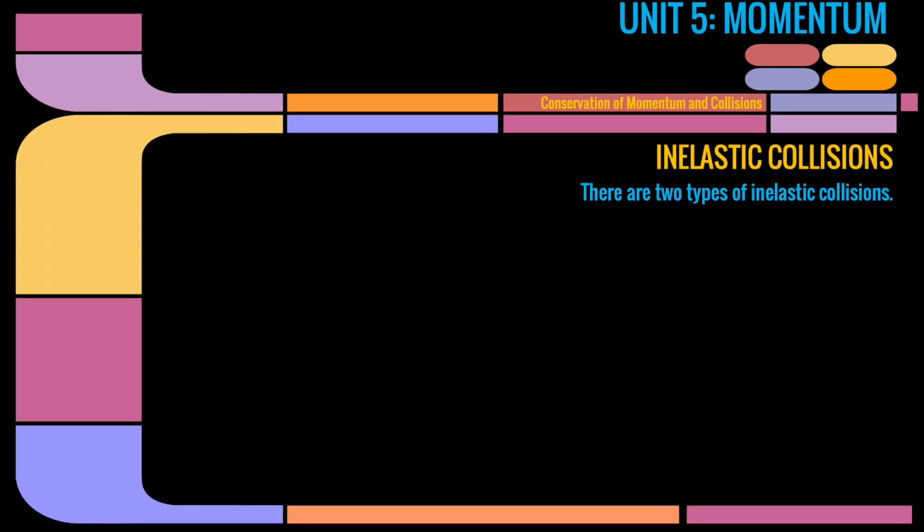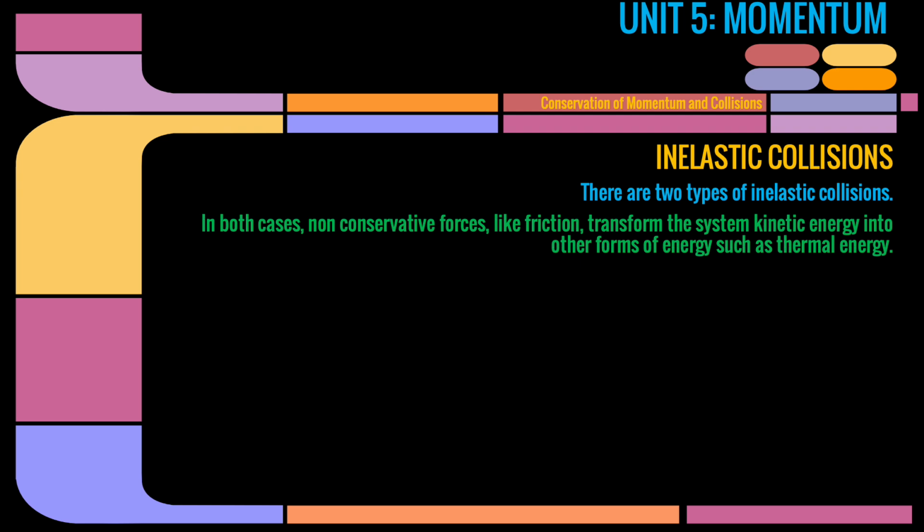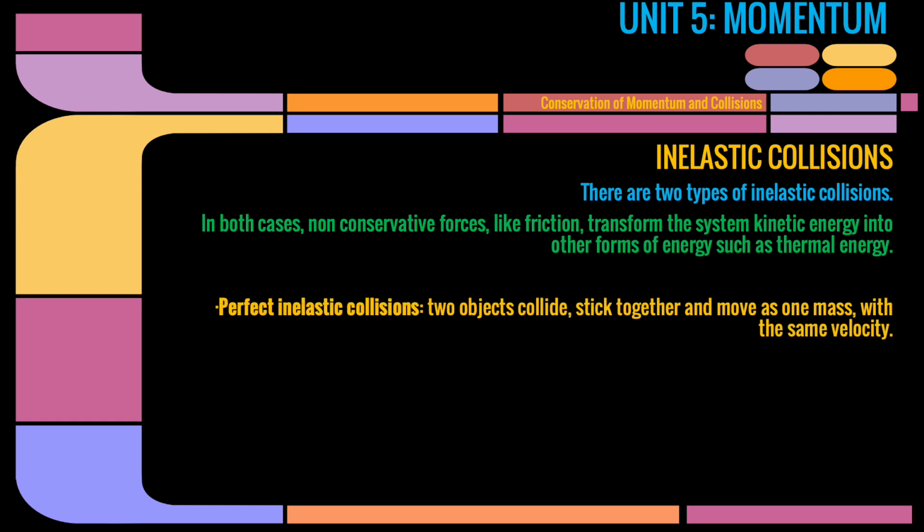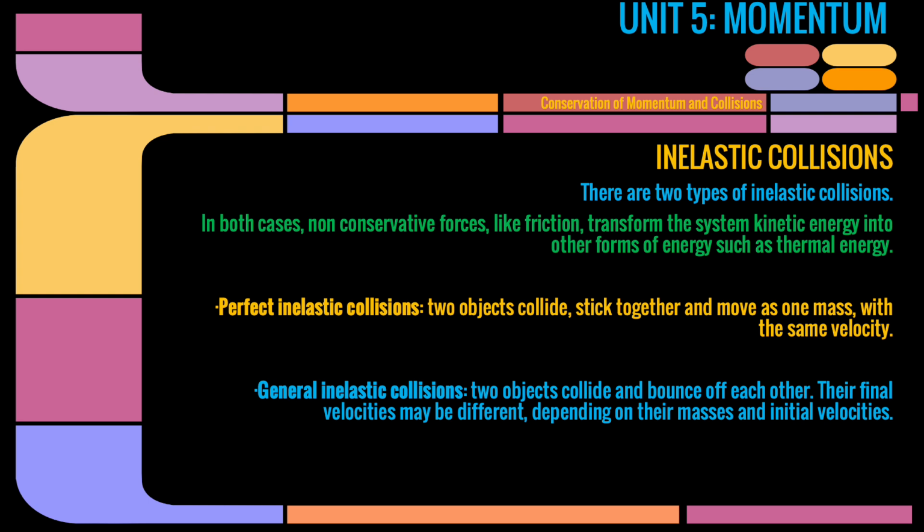So we have two types of inelastic collisions. In both cases, kinetic energy is transformed into other things. In a perfectly inelastic collision, two objects collide and stick together and move as one mass with the same velocity. In general inelastic collisions, two objects collide and bounce off of each other. Their final velocities may be different depending on their masses and initial velocities.